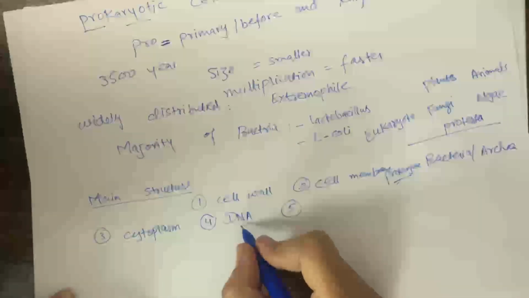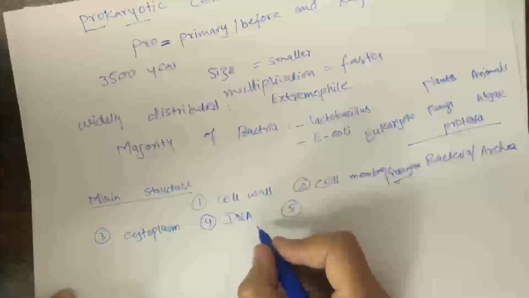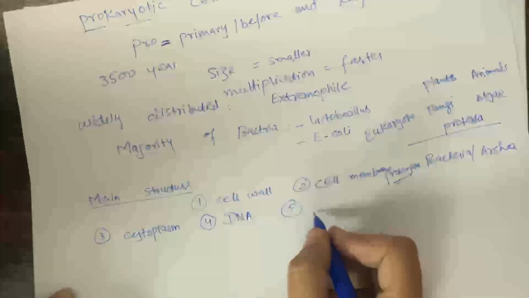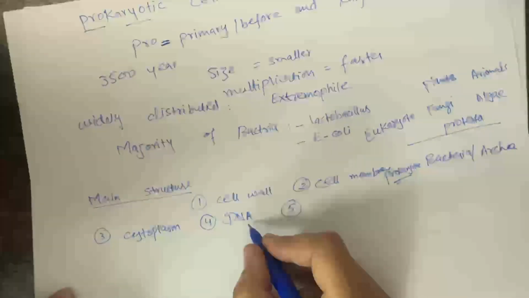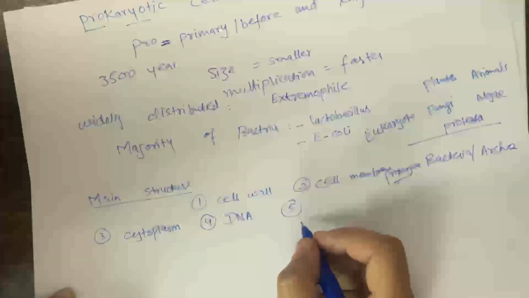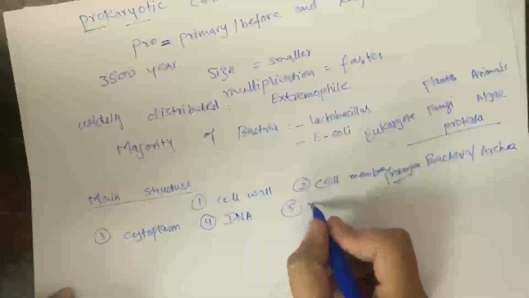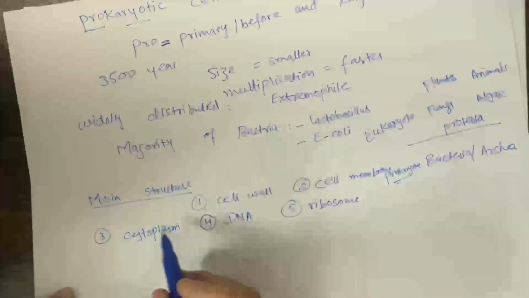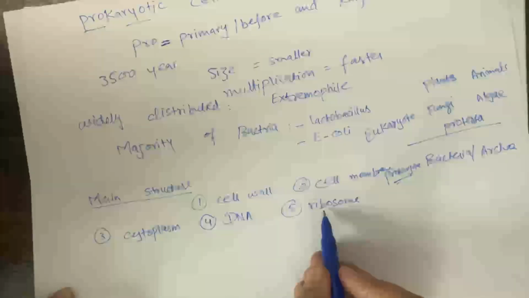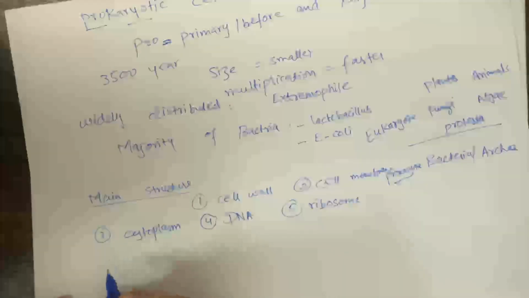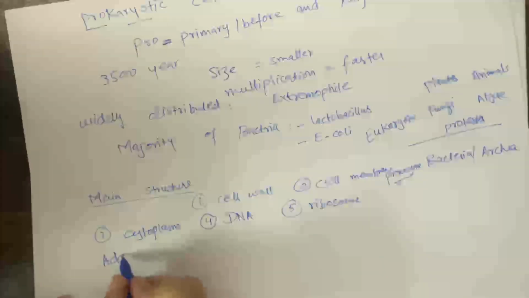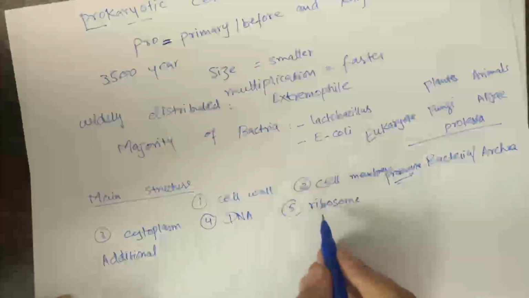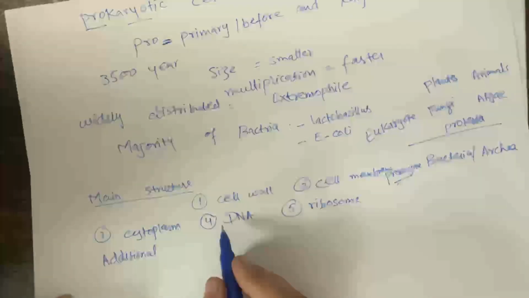But it is not enclosed in a membrane. That's why it is present as a single chromosomal structure in the nuclear region, and that region is called the nucleoid. And along with it, there are ribosomes present in the cytoplasm of the prokaryotic cell, which are smaller than those of the eukaryotic cell. These are the basic structures which are present in each and every prokaryotic cell.